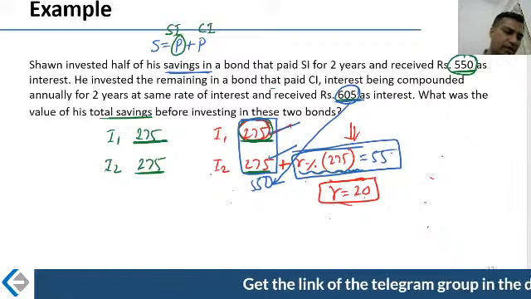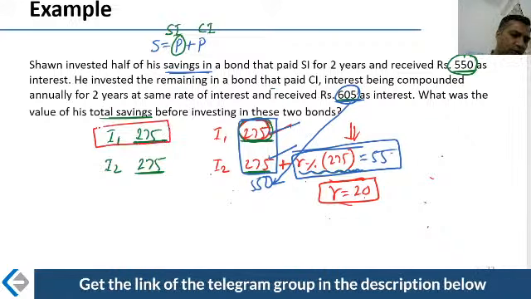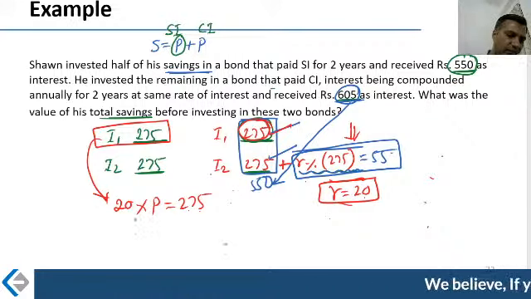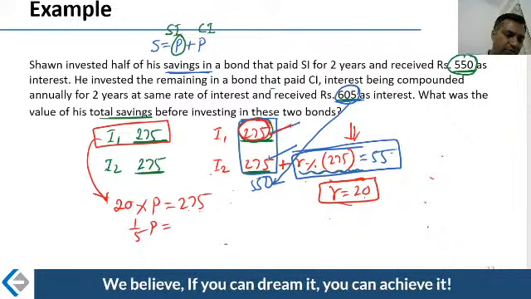Good. Now, go back to this interest. What was this 275? 20% of the principal is equal to 275. That's precisely what you are trying to tell me. What is 20% of the principal? 1 by 5 times the principal is 275. Therefore, what is the principal, friends?